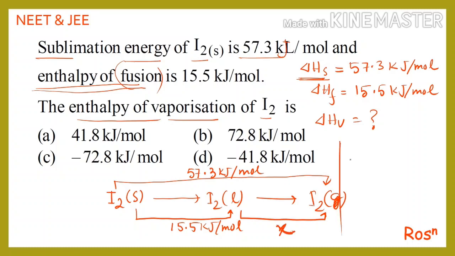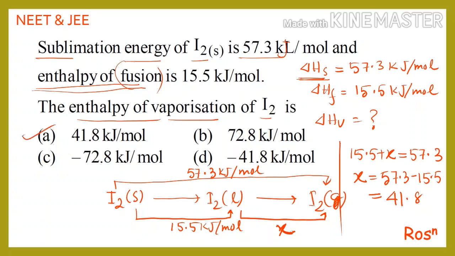Now I can write 15.5 plus x equals 57.3. Now x equals 57.3 minus 15.5, that is equal to 41.8. That means the right answer is option A, 41.8 kilojoule per mole. Clear?